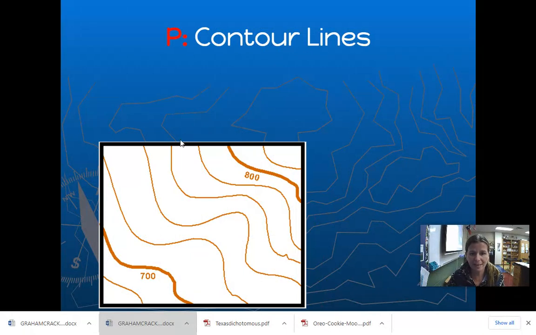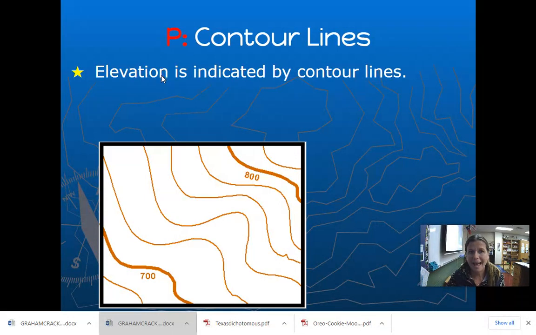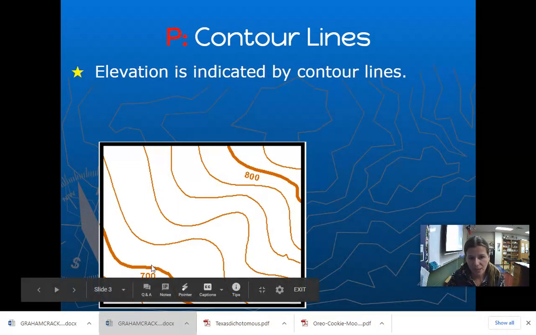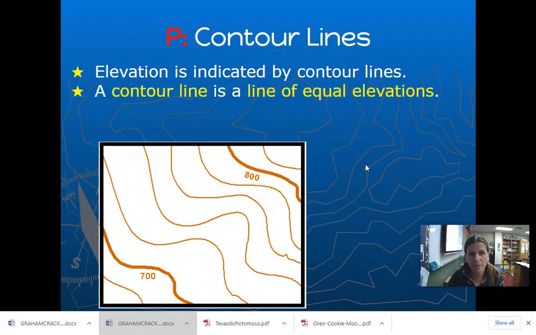So contour lines. This is what you would see on a map. It's the elevation indicated by a contour line. So here it's increasing in elevation because 700 is here and 800 is here. So elevation height is increasing as we go up.